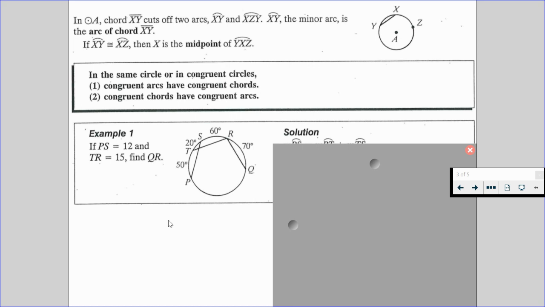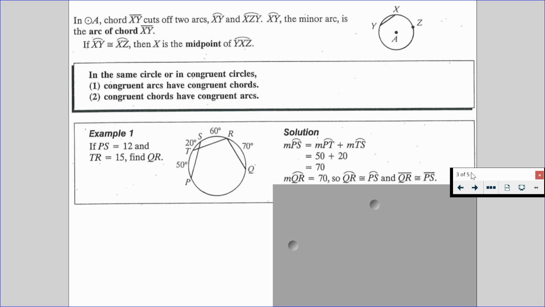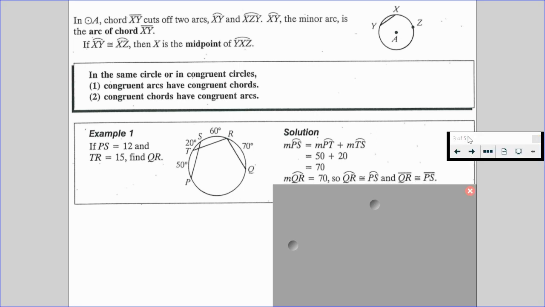We're given a circle here, and we're given that the length of PS is equal to 12, and the length of TR is equal to 15. We are asked to find the length of QR. Well, the solution is going to be as follows. We would know the measure of minor arc PS is equal to the measure of minor arc PT plus the measure of minor arc TS. We can add 50 and 20 together, and that gives us 70. So the measure of minor arc QR is going to be equal to 70.